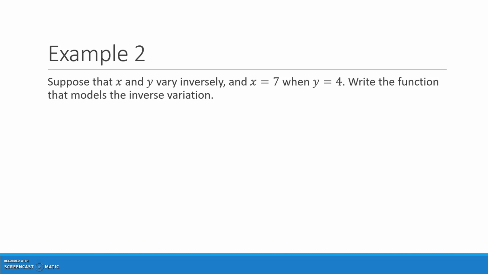So I'm going to substitute in my x and my y values, and we get 4 equals k divided by 7. I'm going to multiply both sides by 7, and I'll get 28 equals k. To write the function, I'm going to substitute in that value to our function y equals k over x. And I'm going to get y equals 28 divided by x. Final answer.